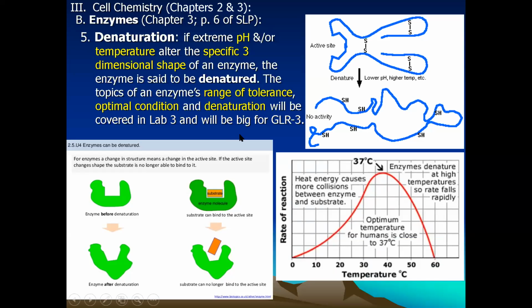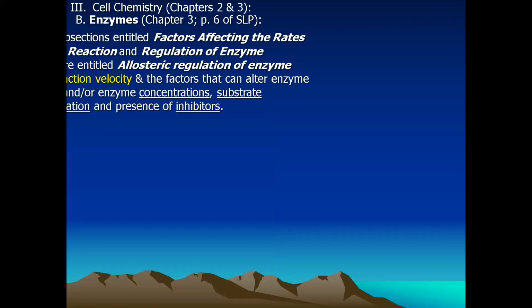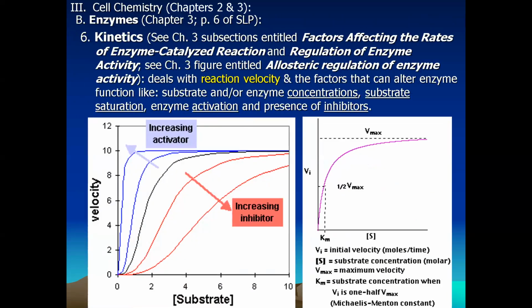Okay, there's that bell-shaped curve. The bell-shaped curve for enzymes are not always symmetrical, like how I drew there. And this is showing you a good example for the condition of temperature. And then we finally got kinetics. This has to do with reaction velocity. How fast is it going? Or reaction rates.